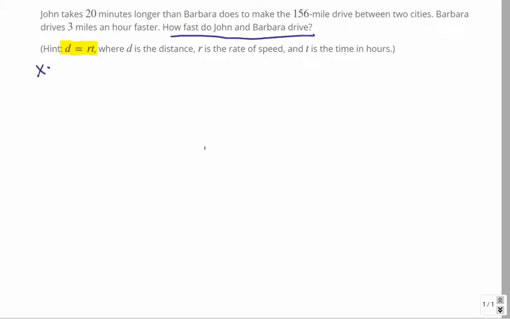So we're going to let x equal John's rate, and we'll let y equal Barbara's rate. So we're trying to find x and y. That's what we're trying to find. And we have two unknowns. That means we need two equations.